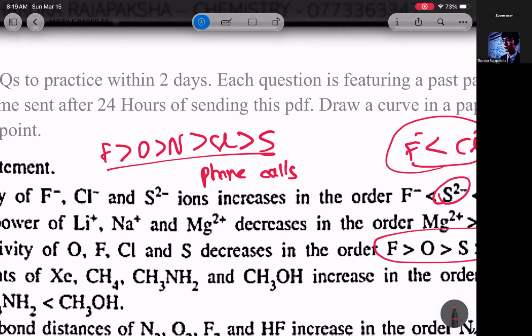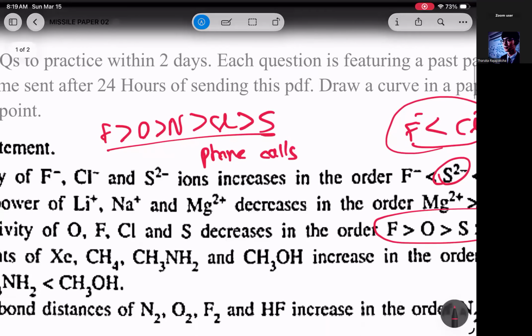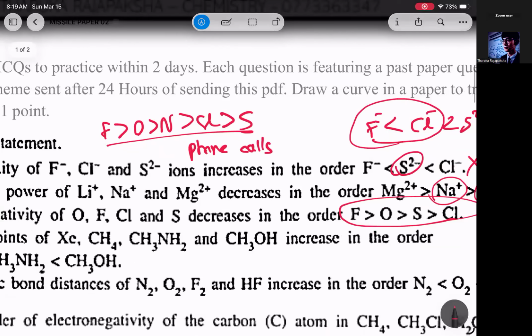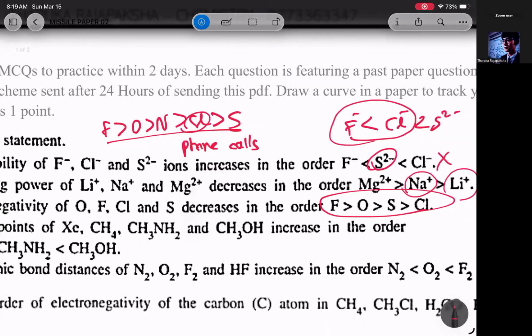After FONCL, then S comes, right? So, Cl is more electronegative than sulfur. So, this statement is wrong, right? So this is a perfect application of that FONCLS variation.